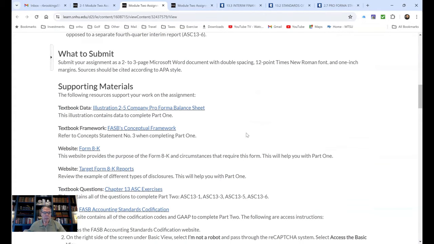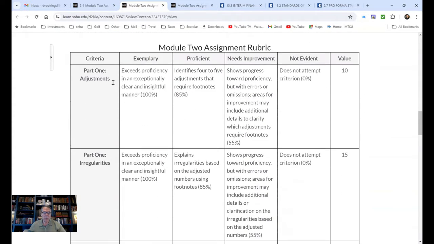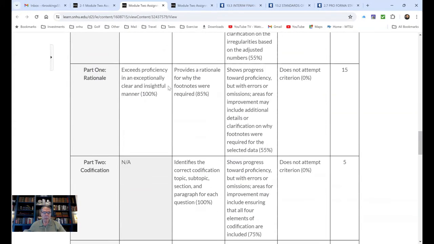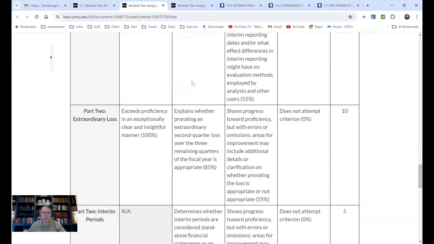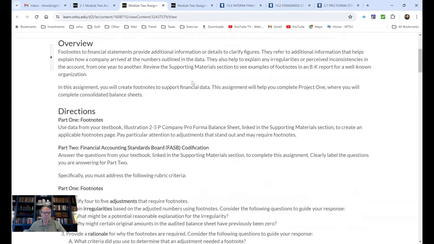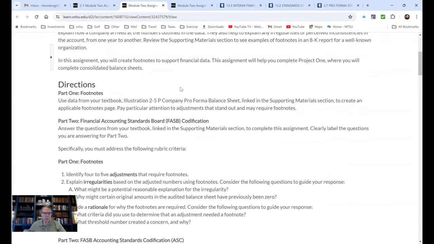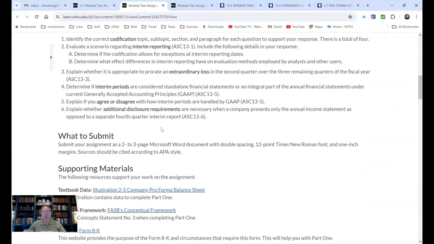All right. FASB, Accounting Standards Codification, and then you can see what you'll be graded on here for the different points and what is considered exemplary, etc. Now, the guidelines for this paper: submit your assignment as a 2 to 3 page Microsoft Word document with double spacing, 12 point Times New Roman font and 1-inch margins.